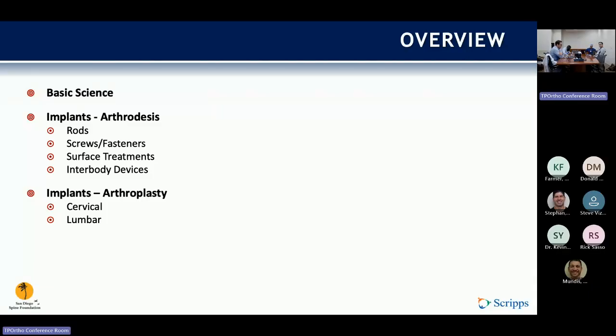So as an overview, we'll start with some foundational principles, specifically biomechanics and material science, and we're going to break it down into major sections. First, we'll talk about arthrodesis, specifically what kind of rods and screws/fasteners we've been using, interbody cages, and surface coatings for different implants. And then secondly, we'll talk about some arthroplasty techniques and implants that are most commonly used today.